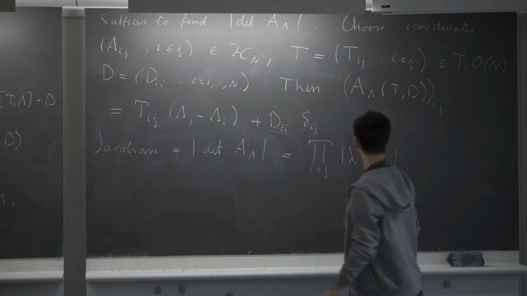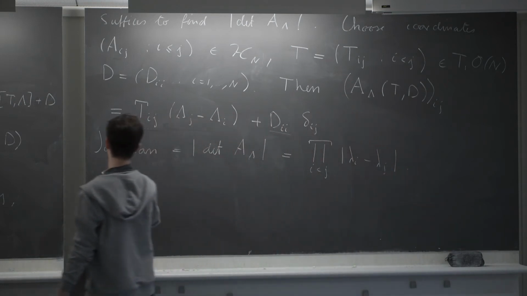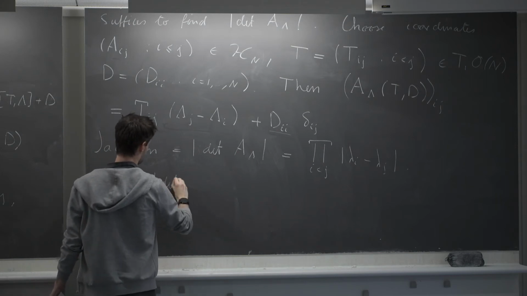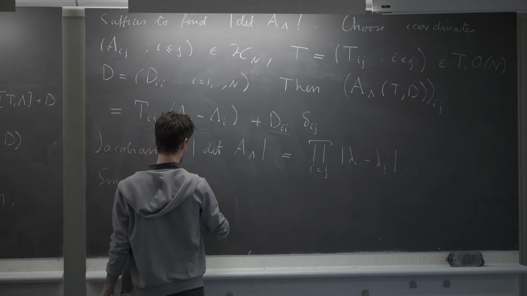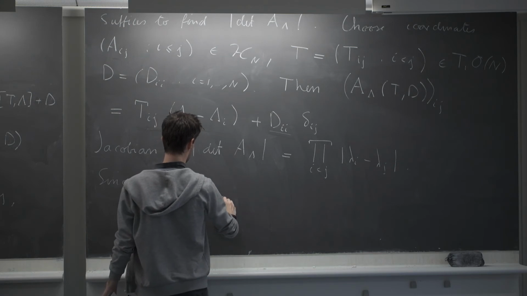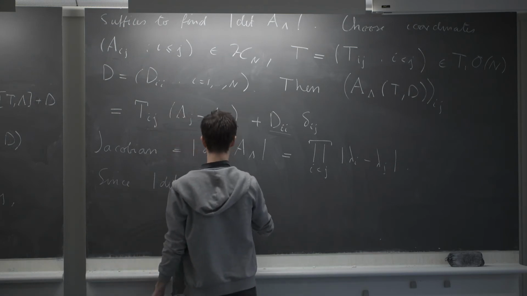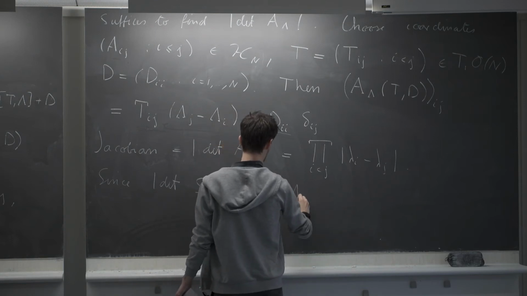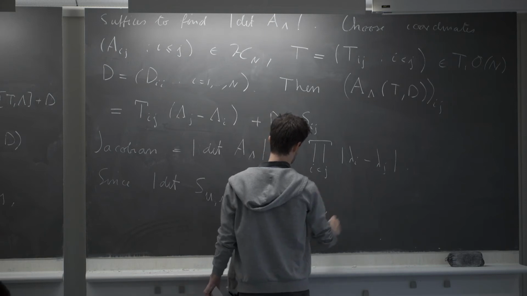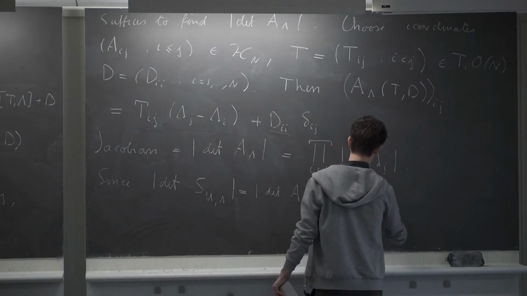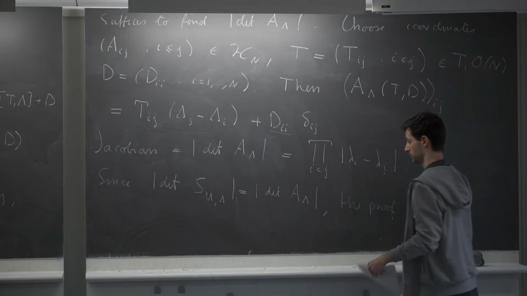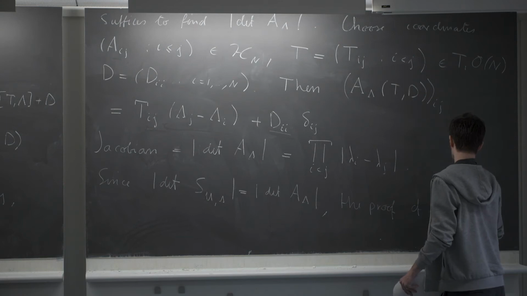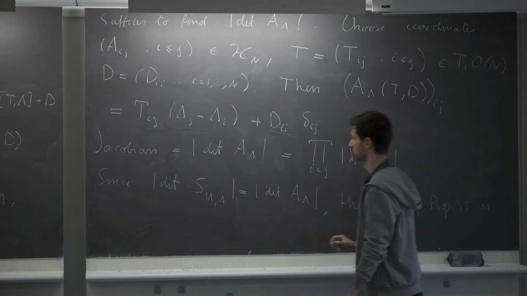We know that this is equal to the determinant of S_u lambda, which is equal to the determinant of A. So the proof, and this was Proposition 35, is complete.